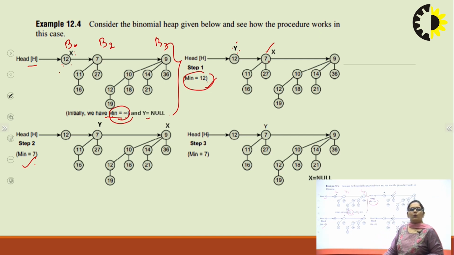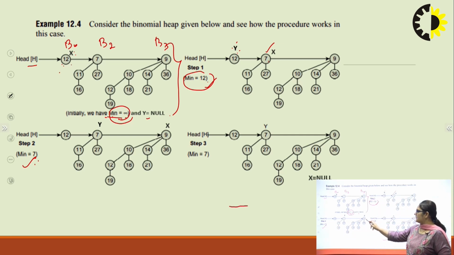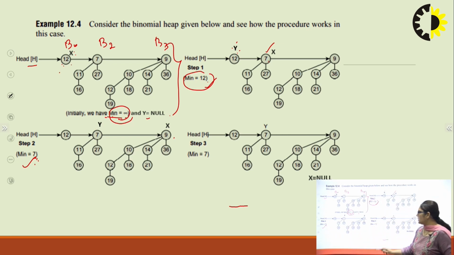Again we have to repeat this procedure. We compare the value of min, that is 7, with the value of x, that is 9. The min is obviously 7, so we will not update the value of min this time. Min will remain 7, y will remain 7, and x will be shifted to its sibling node.